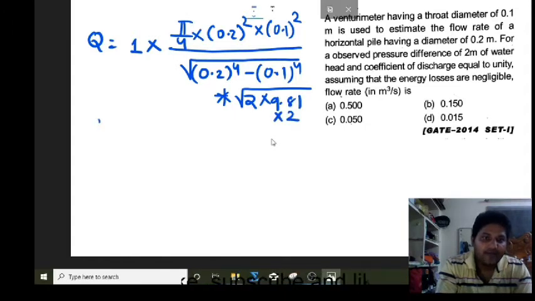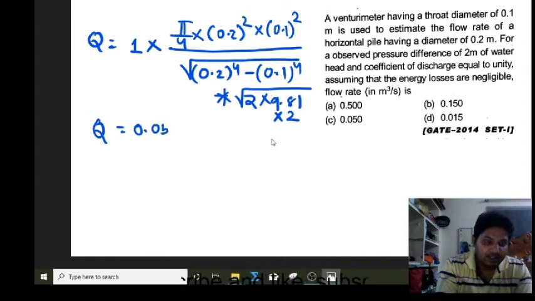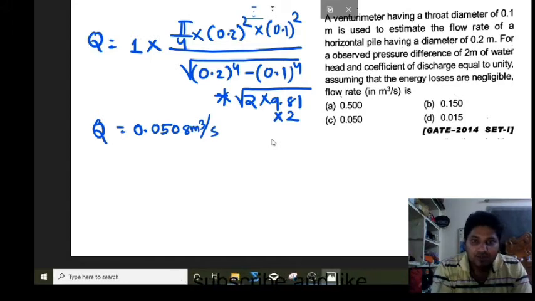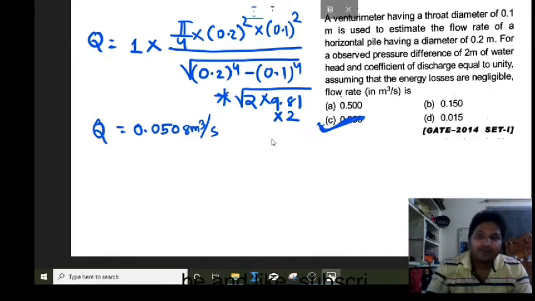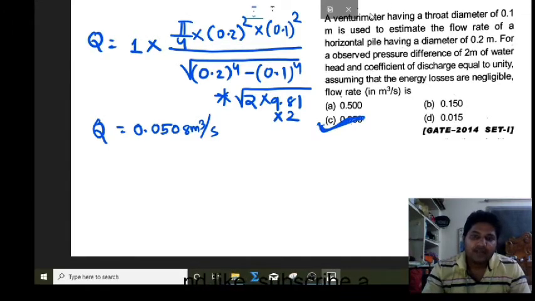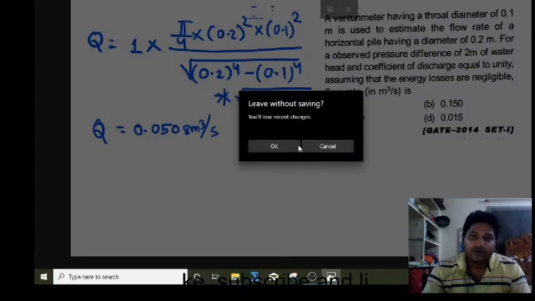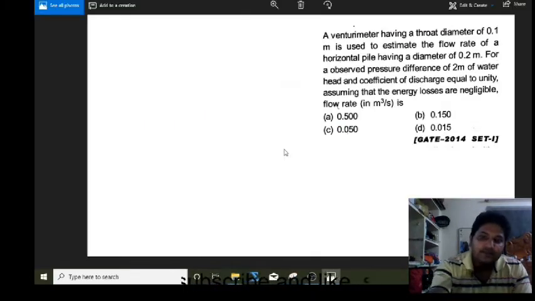If you do this, it is coming out to 0.0508 meter cube per second. So this is 0.05, this is the correct answer. This is 2004. The direct formula you have to use. There is no rocket science. You have to use the formula, get the answer.